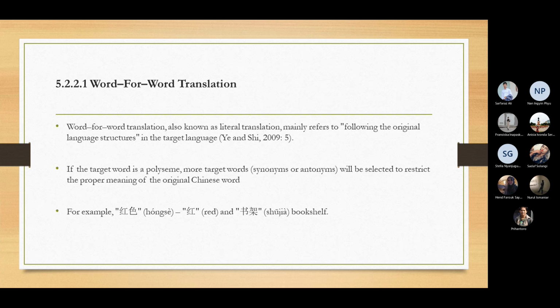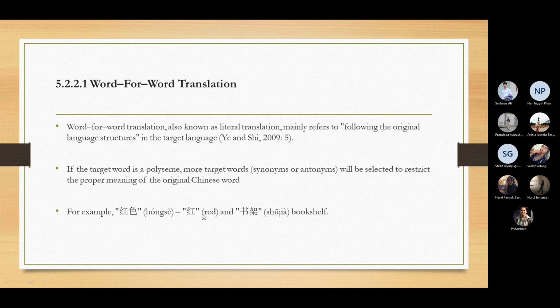And as Francisca already mentioned, the different types of translation were mentioned in chapter 1, and there is also background about those, and many different types of examples are given. Because of lack of time, I could not include all those examples, but to give you just a background about those types of translation. Word-for-word translation is also known as literal translation, and it follows the original language structures and target language. I have included just one example.